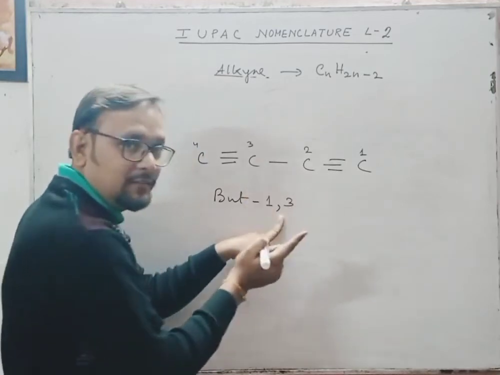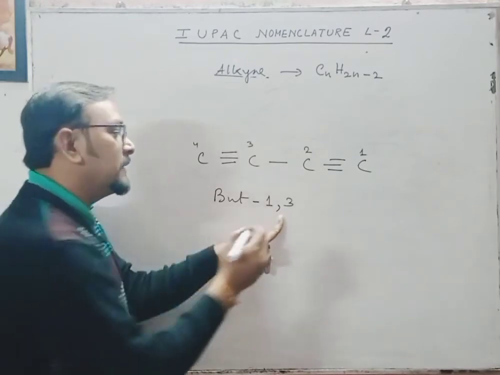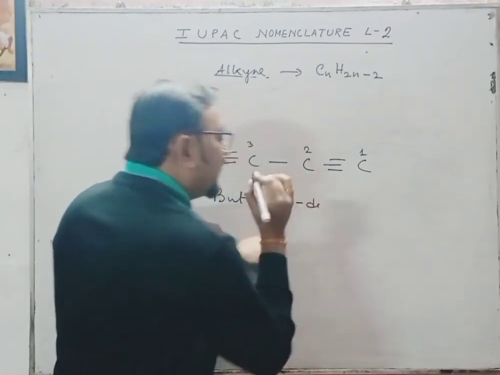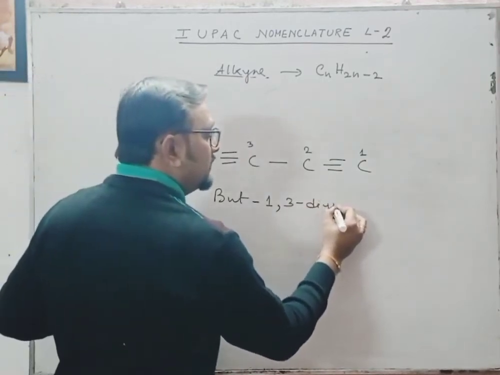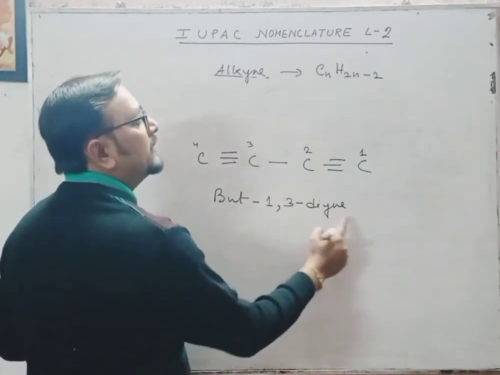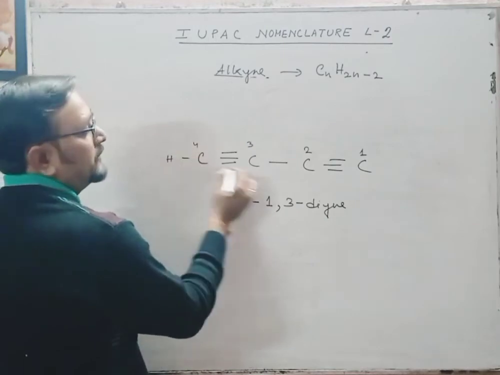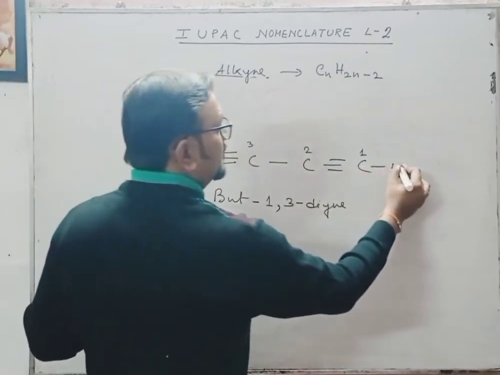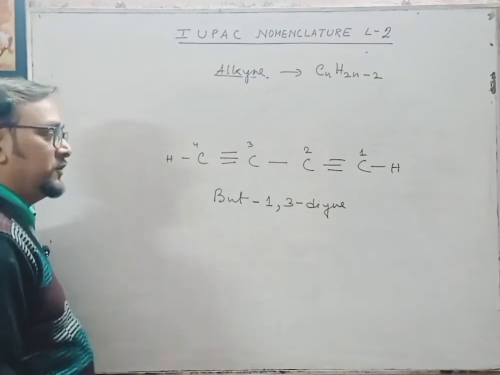Since it is repeated, I have to use a prefix. So what will be the prefix? Di. D-I, di. Okay? Di-yne. Understood? So but-1,3-diyne will be the name of this compound. And finally give the hydrogen wherever it is required. Okay? And complete the structure.